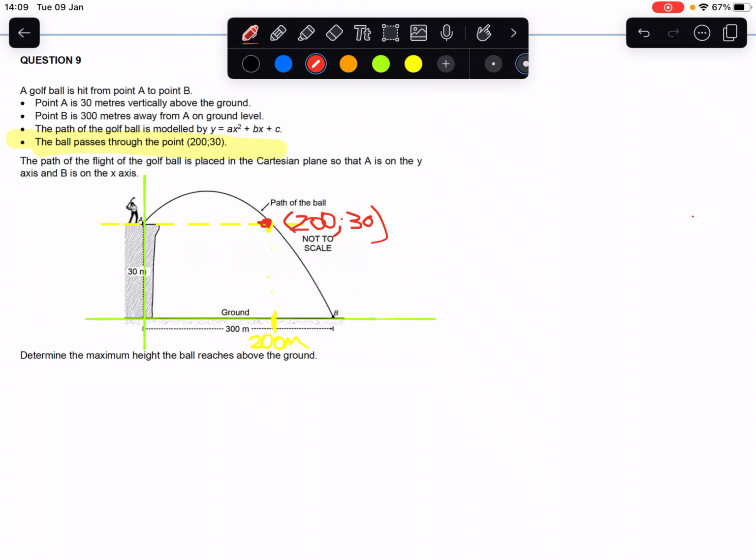So essentially, we need to figure out the y-coordinate of the turning point, right? The turning point is where it hits its highest point above the ground. Okay, and the reason why I got so excited when I saw that we have the point 230 is because a parabola is a symmetric shape, right? And the turning point goes through the axis of symmetry. So a parabola has an axis of symmetry, which is pretty much the line that you can fold the parabola over, and the one half of it will fit perfectly over the other half.